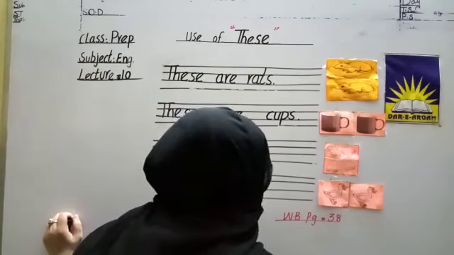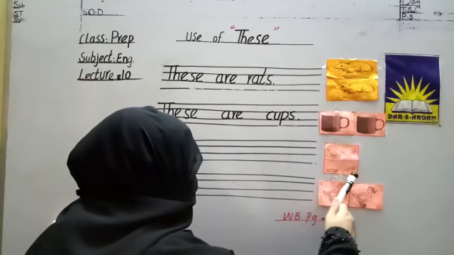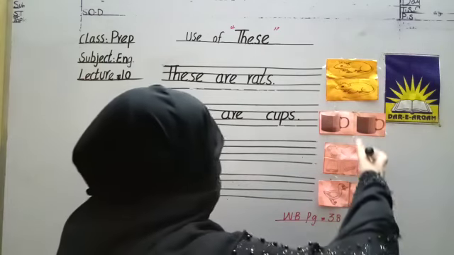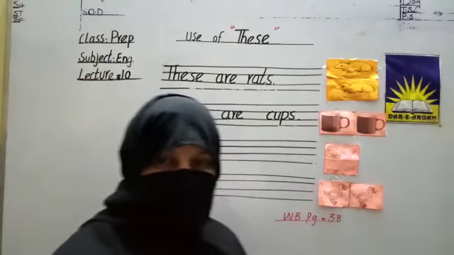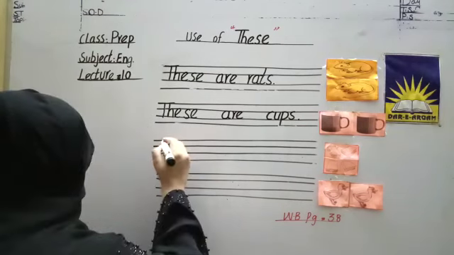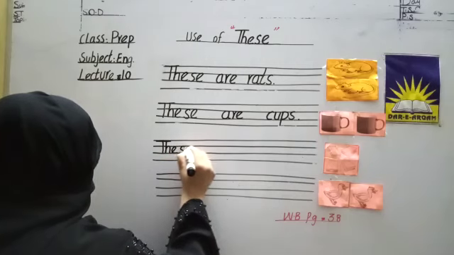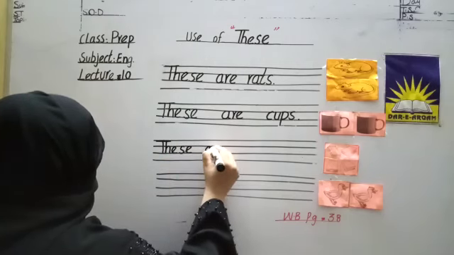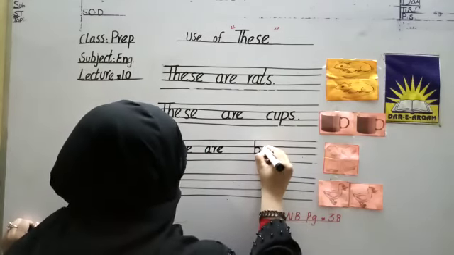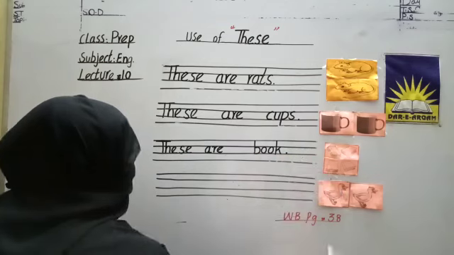Next picture. Yes, books. Okay, count with me how many books are there. Yes, 1, 2, 3, 4. There are 4 books. So we make a sentence by using these. These are books. Good. After completion of the sentence, we mark a full stop here.